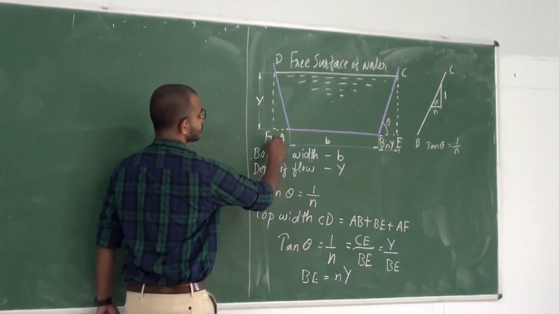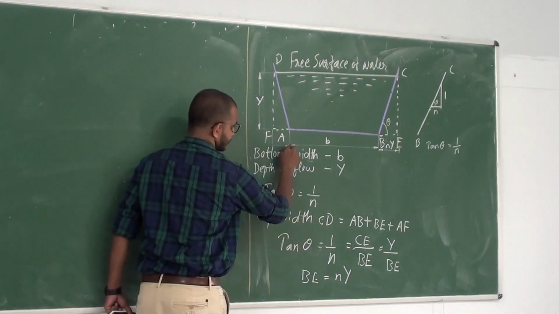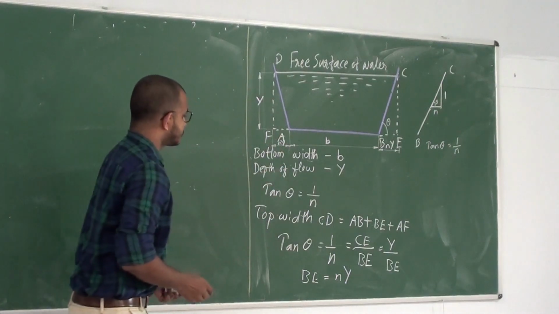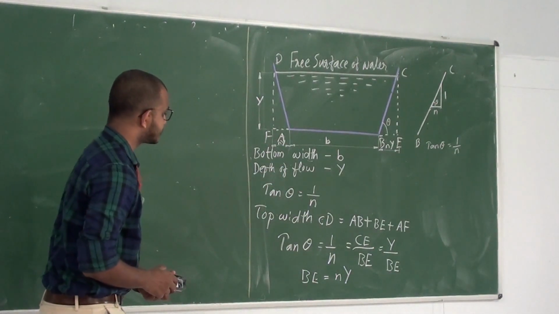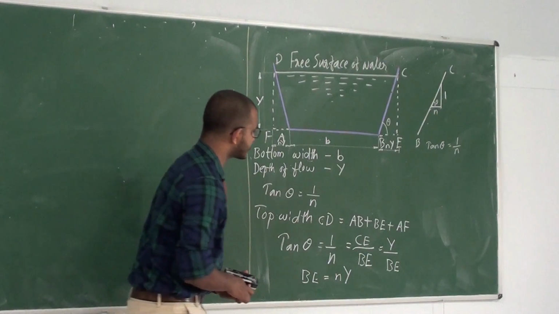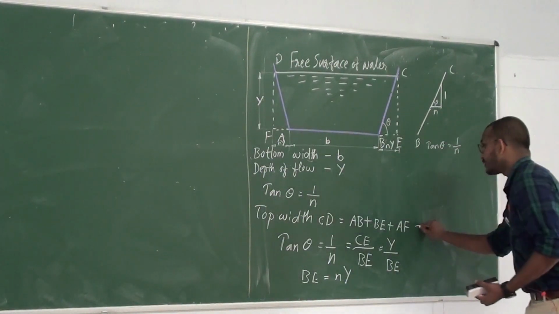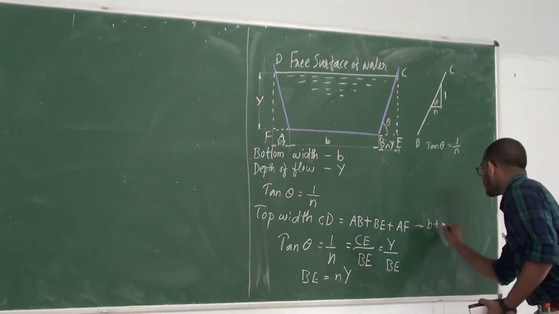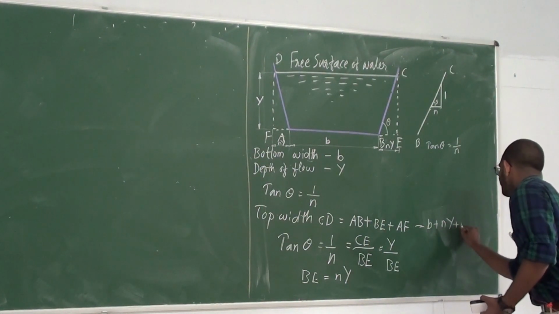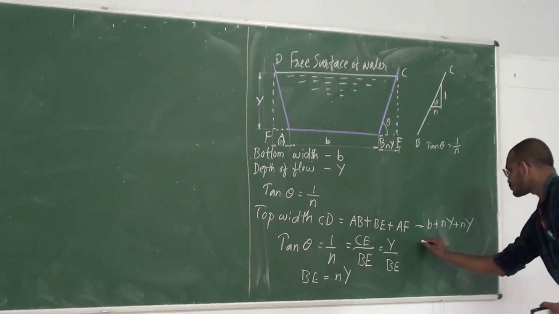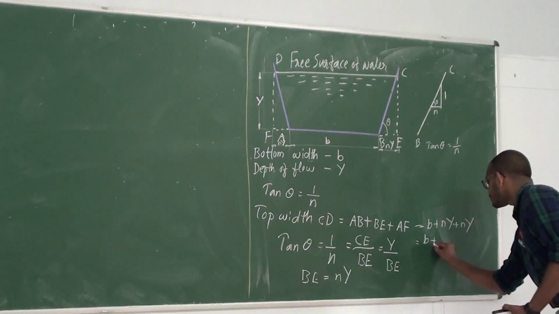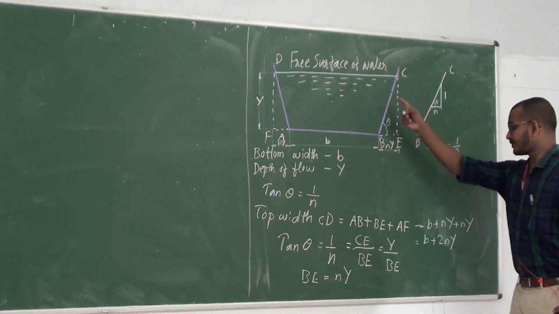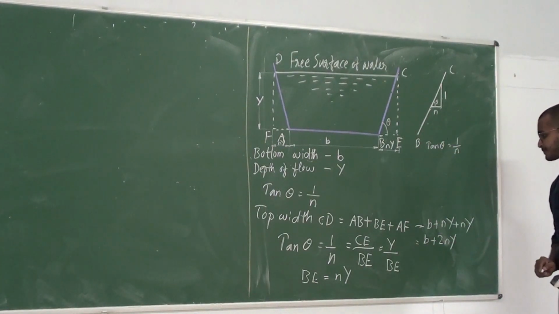So B is equal to AF, that is also equal to NY. So the top width CD is equal to AB plus, AB is nothing but the bottom width B, plus NY plus NY, that is equal to B plus 2NY. So the top width is equal to B plus 2NY.